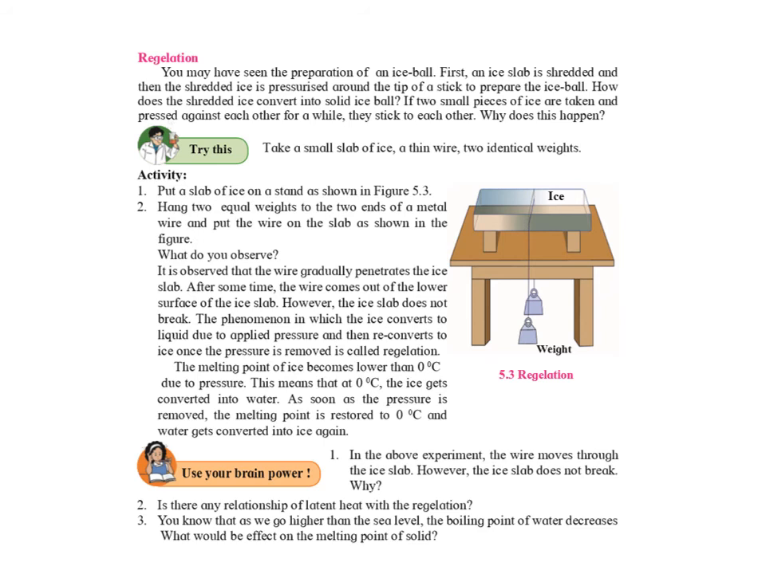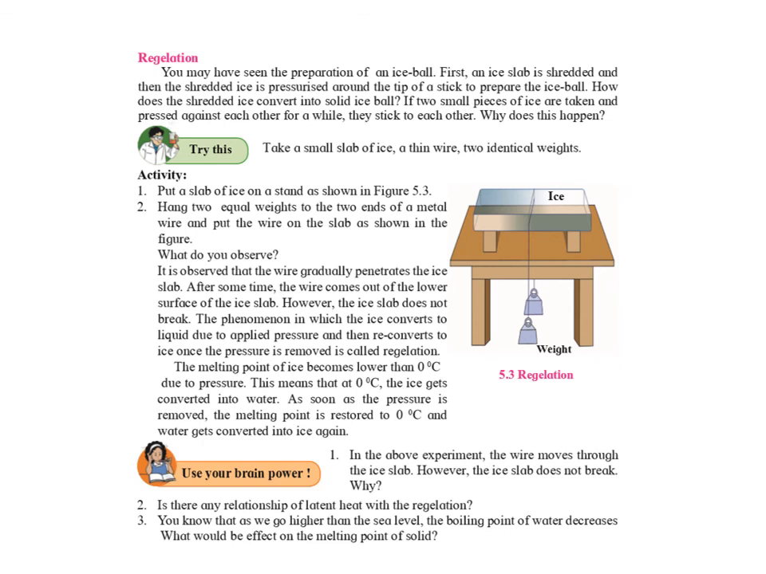When the wire with the weights attached to its two ends is placed on the ice slab, its weight acts along a very small area of contact between the wire and the ice. As a result, pressure gets applied on that part of the ice slab. This lowers the melting point, and due to regelation the wire cuts through the ice and shifts downward. As the wire displaces, pressure applied by the wire on the ice slab vanishes and its melting point is restored, causing the ice to freeze again. In this manner, the wire moves through the ice slab completely without breaking it.